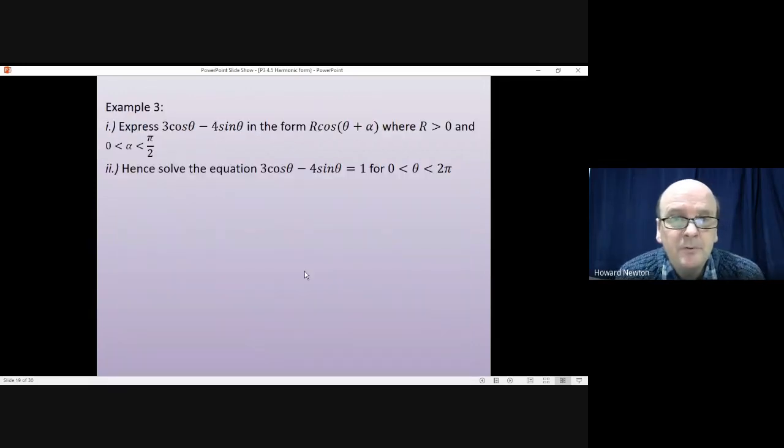Okay, example 3. Express 3 cos theta minus 4 sine theta in the form r cos(theta plus alpha). You'll need to check yourself what the addition formula is for cos(A plus B). And then we're asked to solve the equation 3 cos theta minus 4 sine theta equals 1, and again, we'll use our answer to part 1 to do that. Have a go yourself, pause the video, come back to me when you're ready.